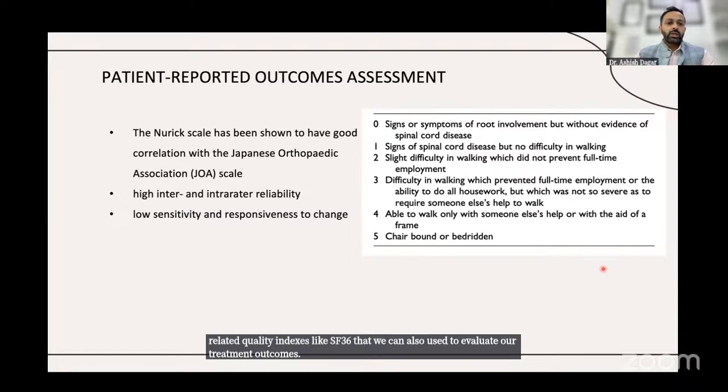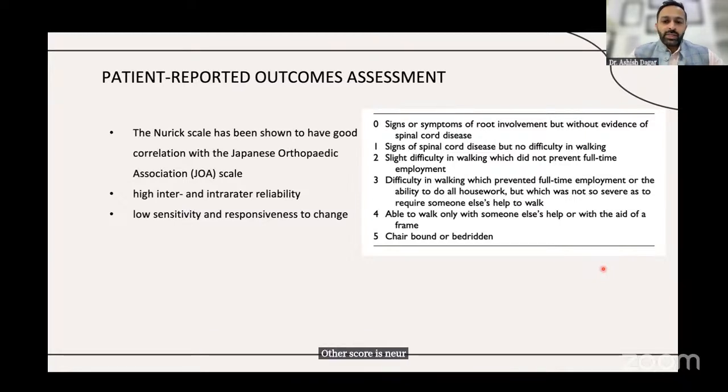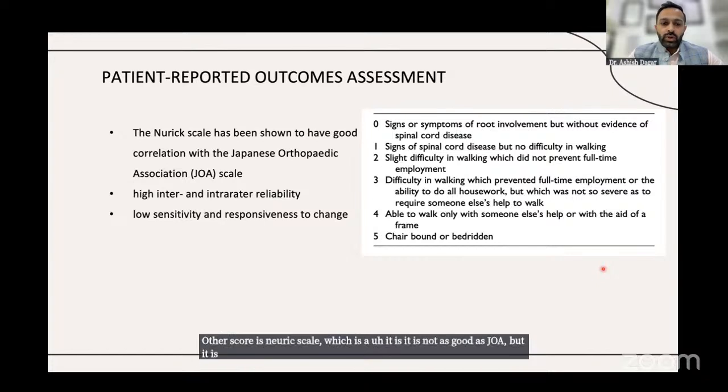Another score is the Nurick scale, which is not as good as JOA, but it is fairly easy to score, and because of that the reliability between inter and intra observer is quite high. But again, because it is quite a simplified version, it has low sensitivity to the treatment changes.